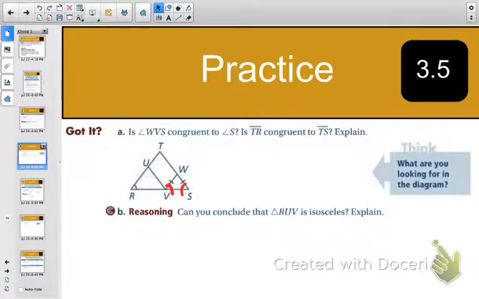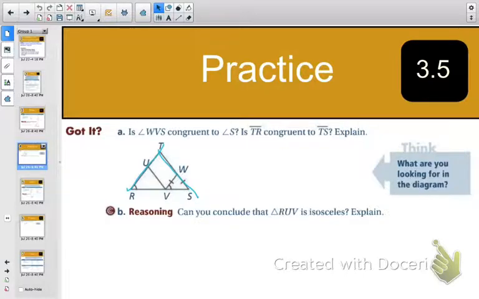Well, this is a very similar shape to the one we just had. And if you notice, we have two dashes there, so those legs are congruent, so it's isosceles. So yes, they are. Your base angles are congruent by the isosceles triangle theorem. And then the last question says, is TR congruent to TS?